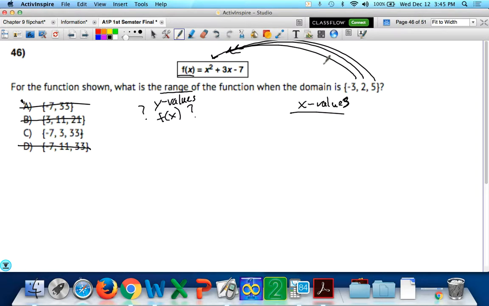Again, you can take these and plug them in to check. 3 times 3 would be 9. 3 times -3 would be -9, -7. And these would cancel, giving us -7. So that one worked out. 2 times 2 is 4, plus 6. Okay, 4 plus 6 is 10, -7 would be 3. 5 times 5 is 25, plus 15 would be 40, -7 would be 33. Plug and chug or put them in the table.